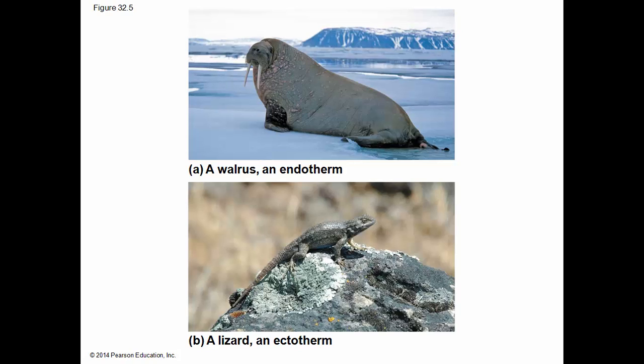Okay, I'm back. A walrus is an endotherm. It's got a big fat layer of blubber. Even though it lives in the freezing cold, it's able to maintain its own internal body temperature. And a lizard is an example of an ectotherm. Here we see a lizard basking in the sunlight, receiving warmth from the sun and solar radiation, and maybe from the rock if the rock gets nice and warmed up.